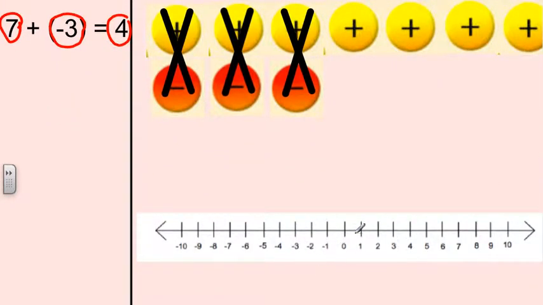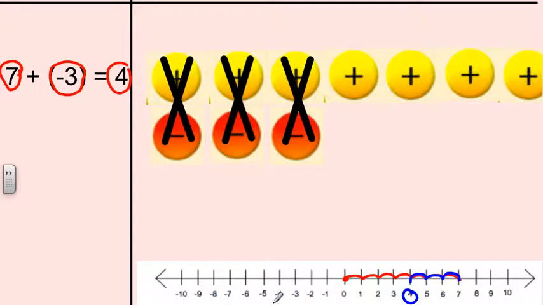I could represent that on the number line. If I start at 0, I need to add positive 7. 1, 2, 3, 4, 5, 6, 7. Now I need to add in a negative 3. But remember that negative goes in the opposite direction. Negative goes left. 1, 2, 3. So my answer would be positive 4.